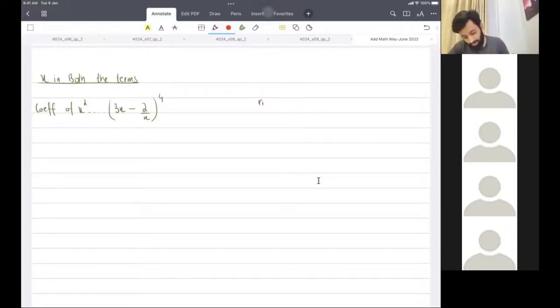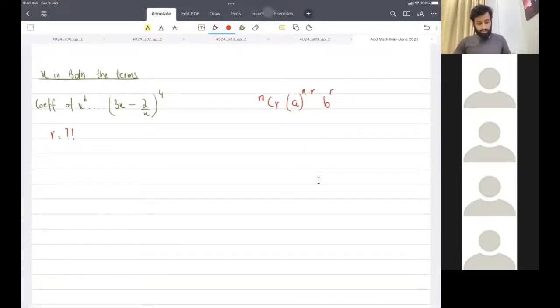इसके लिए we go back to our formula which was nCr a raised to the power n minus r and b raised to the power of r. क्यों? क्योंकि ऑब्जेक्टिव क्या है? Objective is to find just the right value of r that we can plug in this formula which will give us the coefficient of x square. ठीक है, now let's see how we can do that.